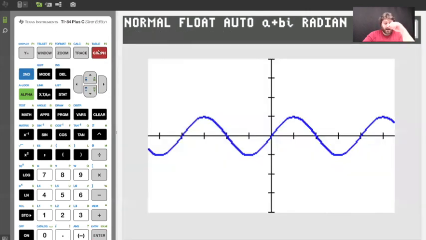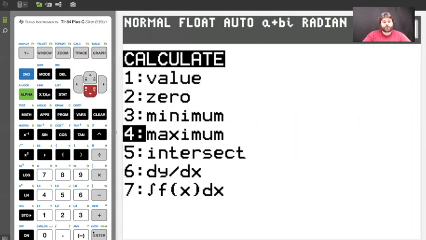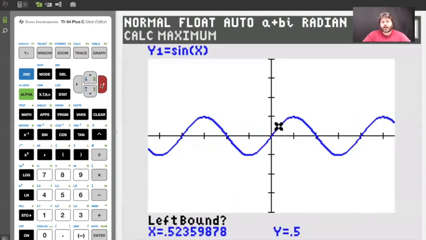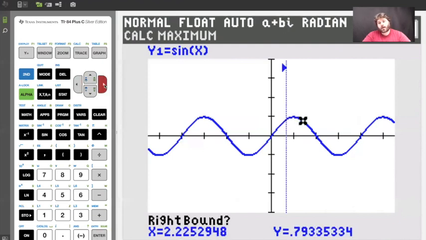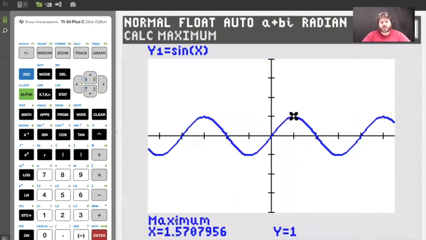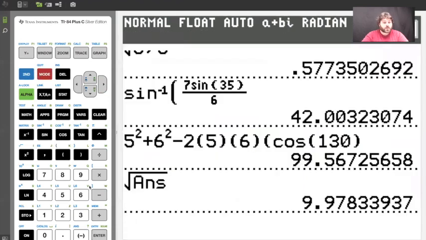Now, when you're looking at the graph, okay, there's lots of things we can do. We can find the maximum and where it occurs. So I can do second calculate maximum. All right, this requires a left and a right bound. So I go to my maximum and then I set a left bound. So I go over to the left and I hit enter. Then I go over to the right and I hit enter. Then I hit enter again, and it's going to say, oh, at 1.57, it's at a height of 1. Well, 1.57 is a special number, okay? It is pi over 2, and I can show you that. When I take pi and I divide it by 2, I get 1.57, okay?